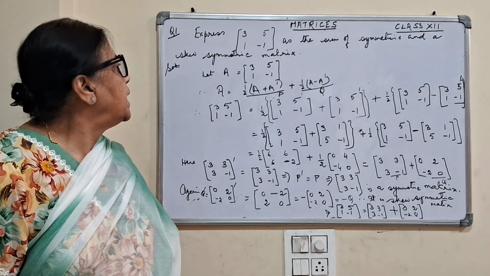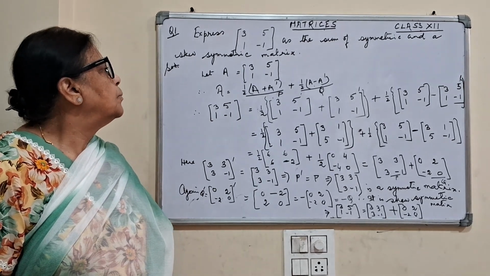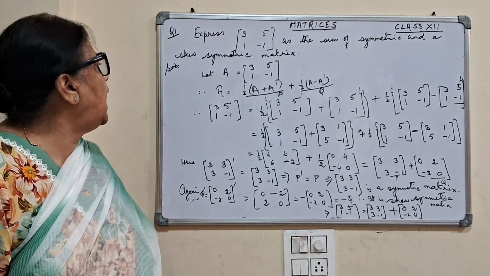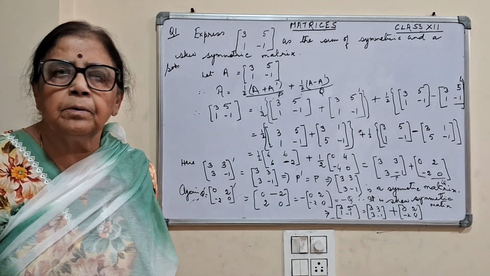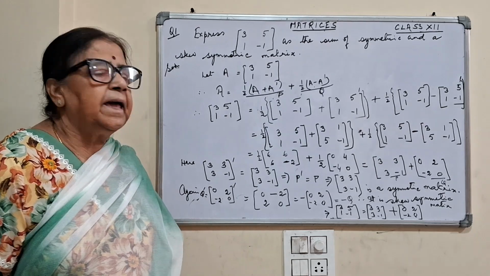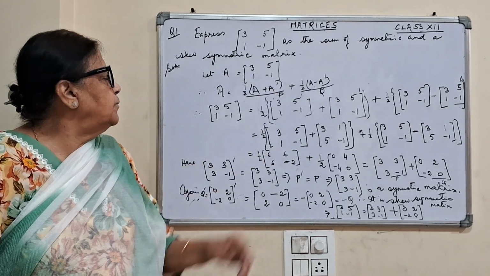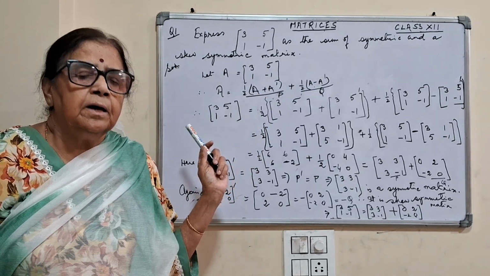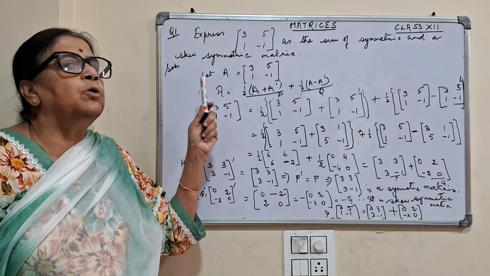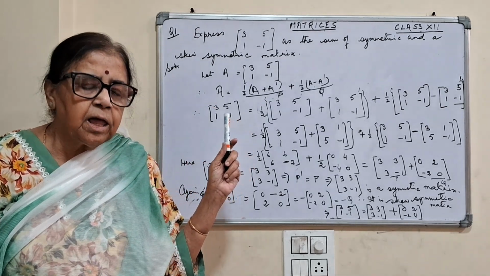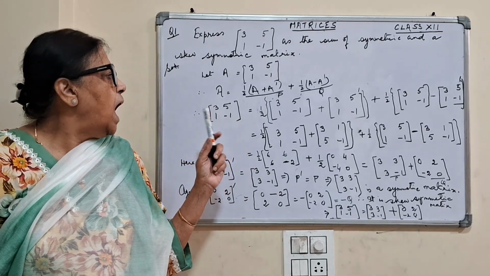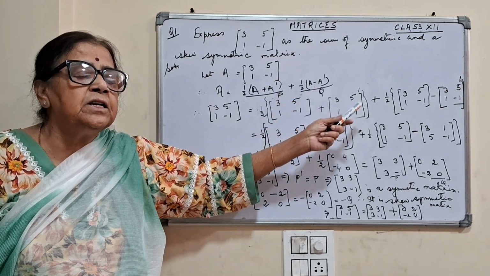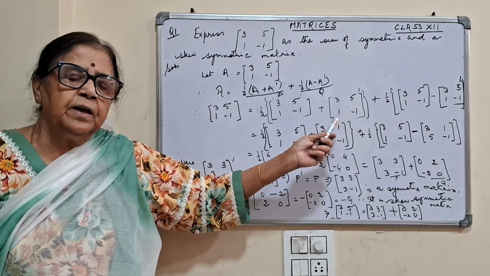Question number 1. Express the matrix [3, 5; 1, -1] as the sum of a symmetric and a skew symmetric matrix. Now, let A be [3, 5; 1, -1]. We have learnt earlier in the theorem that A is equal to half of A plus A dash, where A dash is the A transpose, which we say P, and half of A minus A dash, which we say Q.